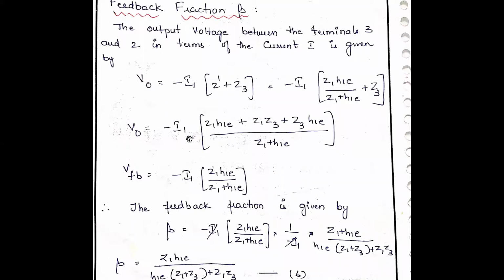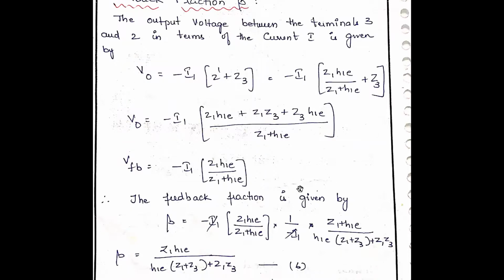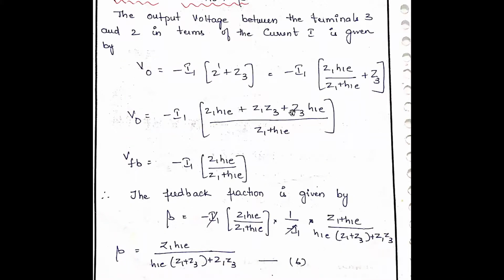So I can take reciprocal of this entire term. Reciprocal of minus I1 will become 1 by minus I1. Okay. Next, I have to exchange numerator and denominator. So Z1 plus HIE I am writing in the numerator. In the denominator we are writing Z1 HIE plus Z1 Z3 plus Z3 HIE. Okay. And here in the denominator, we can take HIE common. So if we take HIE common, Z1 plus Z3 plus Z1 Z3.